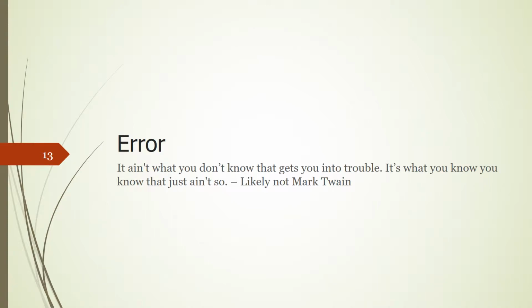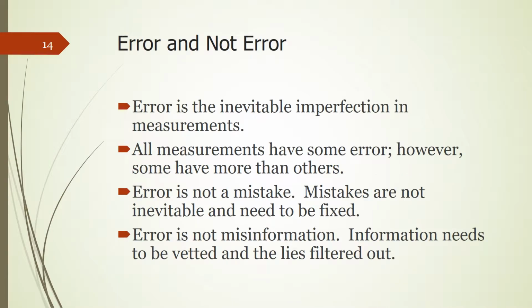Welcome to Unit 2, Part 2, Error. As it goes, to err is human. Error is imperfection. It's inevitable. We're not perfect. Anything we do will be imperfect inherently.